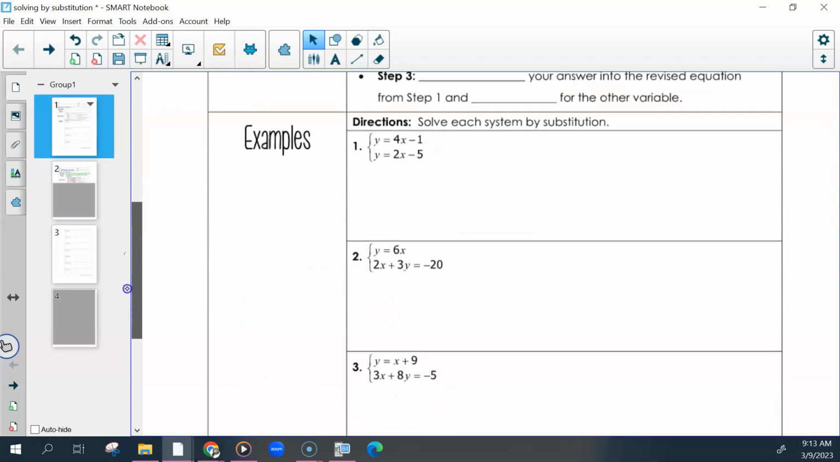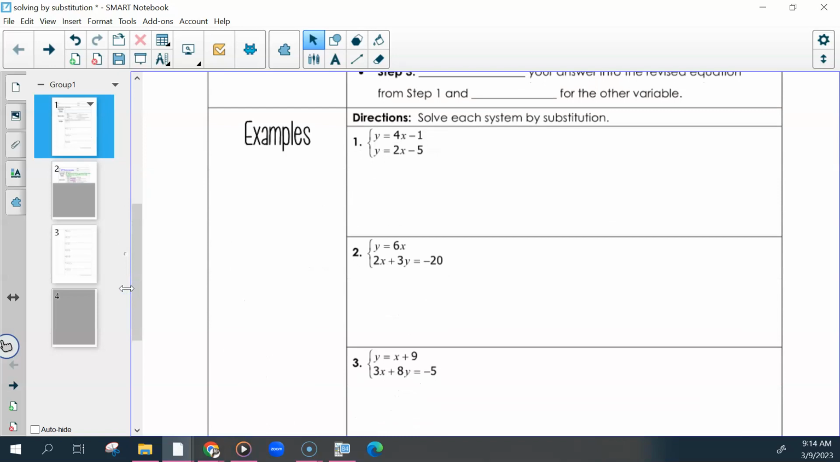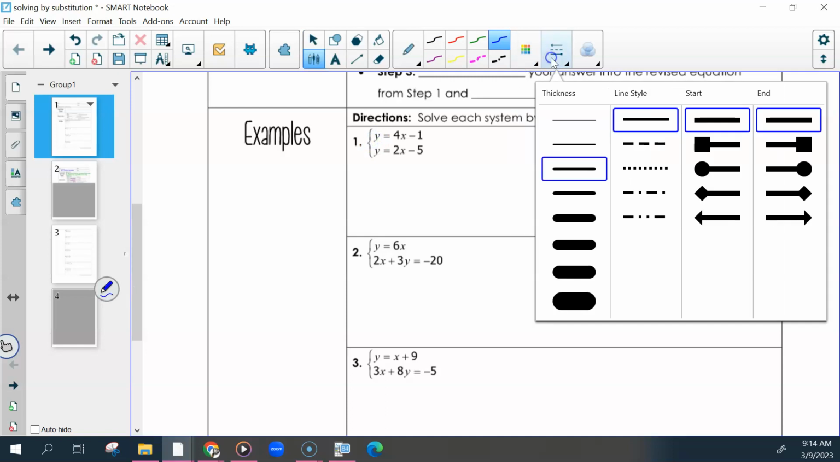So let's start with this first example. When we are solving by substitution, we need 2 equations. We have that. One of them needs to be solved for x or y in order for this to work. If it's not solved for x or y, we would have to solve it first. If they're both solved for y, it works a little different. So these are already solved for y, so we don't have to do that part.